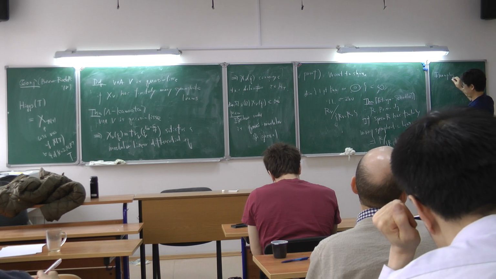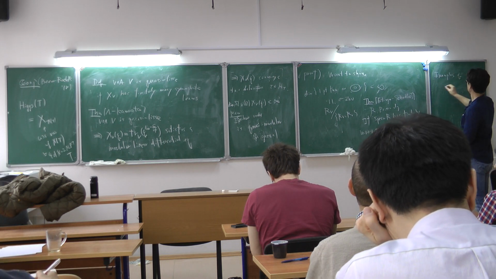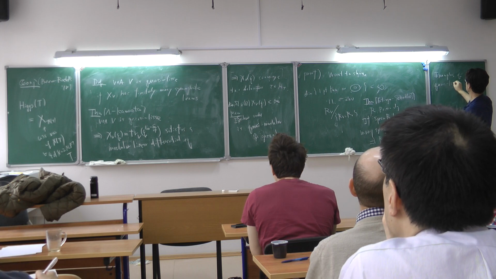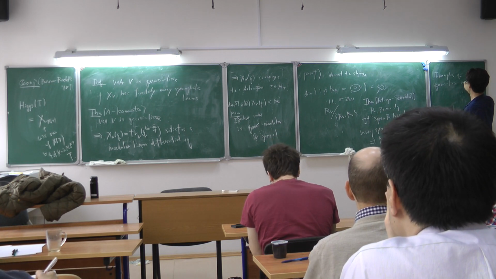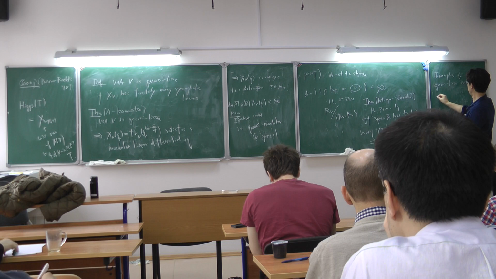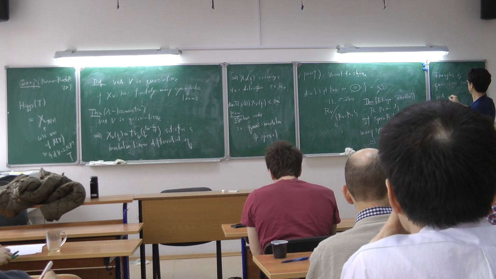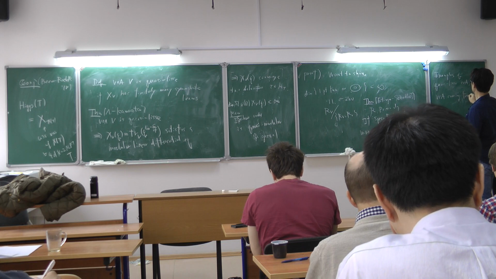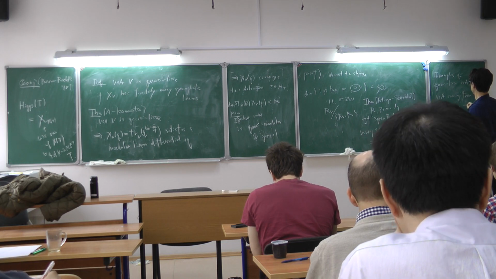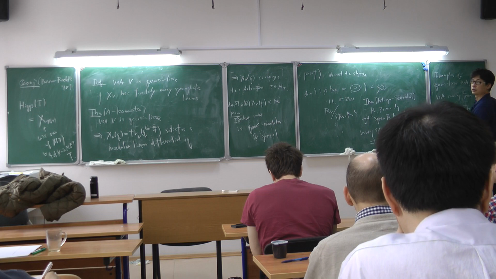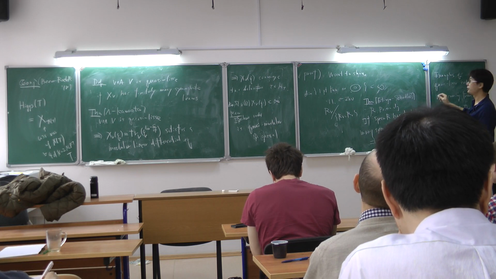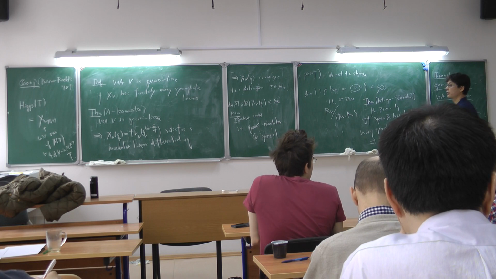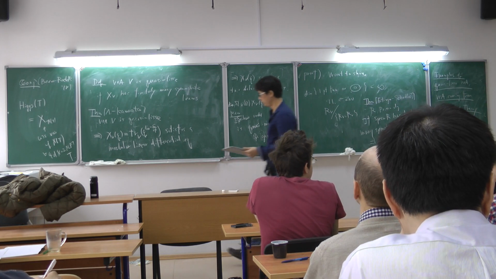So examples of quasi-lisse VOAs, and also VOAs coming from 4D theories. This is something I want to explain using the rest of the time today.